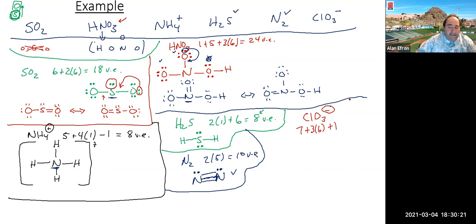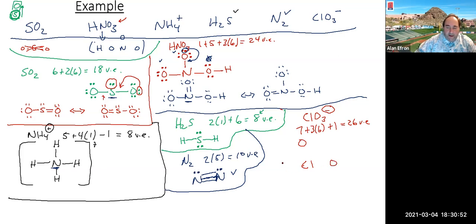That is 18, and 7 is 25, plus one more gives us 26 valence electrons. Now, in this particular case, chlorine and oxygen, chlorine is going to go in the center. And again, in most cases, if you look at something like this where you have one element and 3 of some other element, usually that one element's going to be in the middle. So our Cl will be in the middle here.